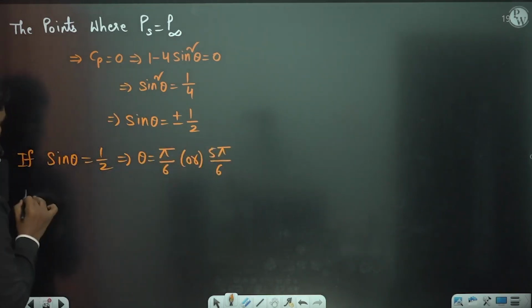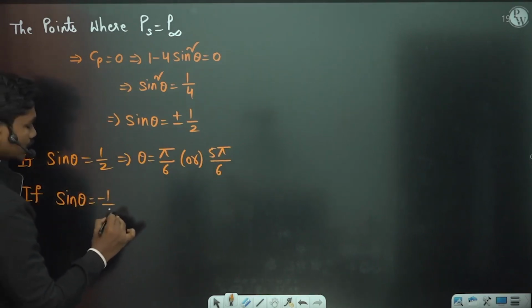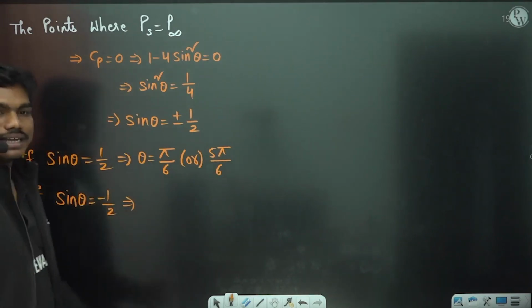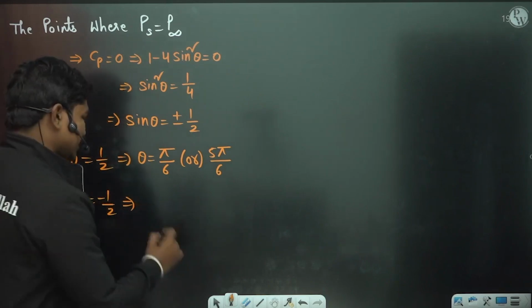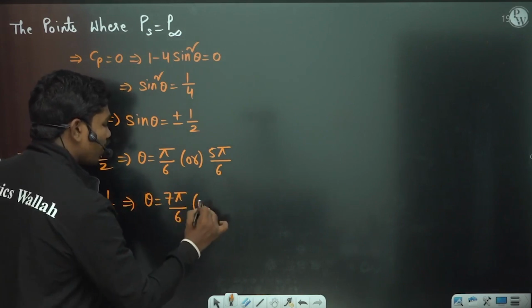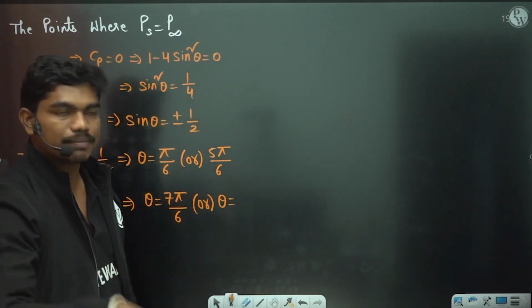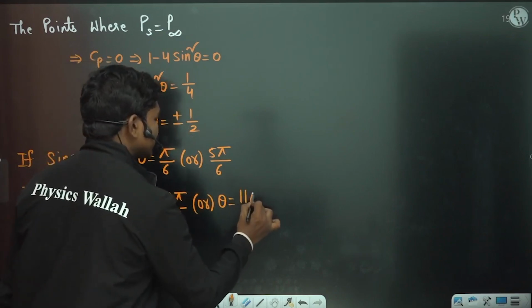Similarly, if sine theta is equal to minus half, then theta is in the third and fourth quadrants, so pi plus pi by 6, which is 7 pi by 6, or theta is equal to 2 pi minus pi by 6, which is 11 pi by 6 in that case. Okay, so this is 11 pi by 6.